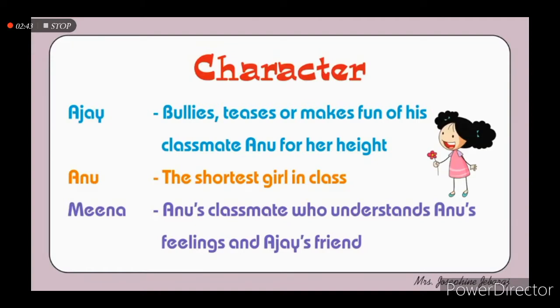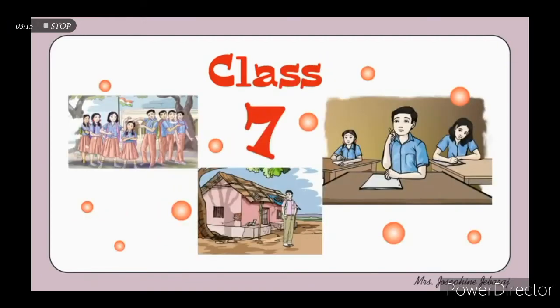Ajay bullies, teases or makes fun of his classmate Anu for her height. He hurts her by giving her a nickname or by patting on her head often. Anu feels very hurt and sad, but she remains silent and never says anything. Meena, Anu's classmate, knows that Anu feels hurt when Ajay teases her, but she doesn't speak because she doesn't want to upset her friend Ajay. Ajay also knows that Anu is upset or not happy about his behavior towards her.